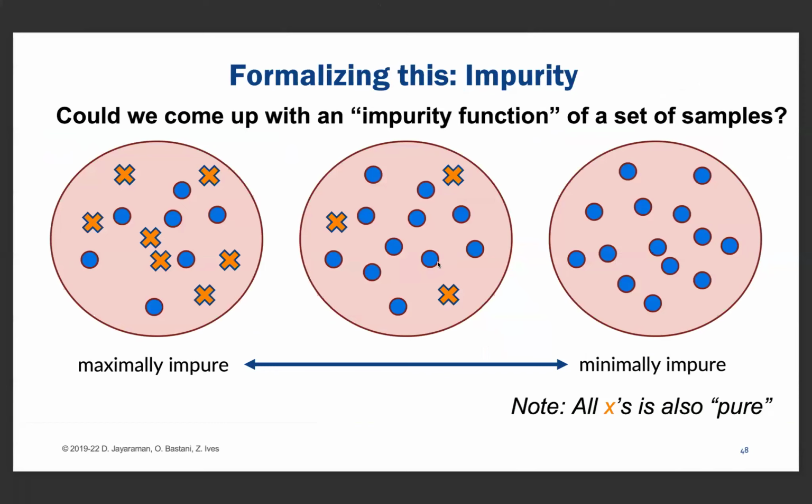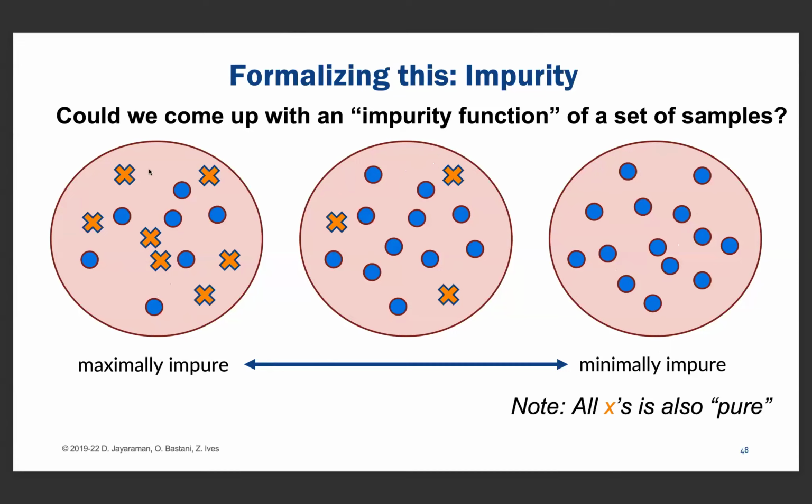Now we want some sort of formula which can characterize a subset. Let's consider an example. We have sets of circles and crosses, and if the number of circles and crosses is the same, we don't know anything. We can call it maximally impure. If we have only circles, it's minimally impure because it's well defined.